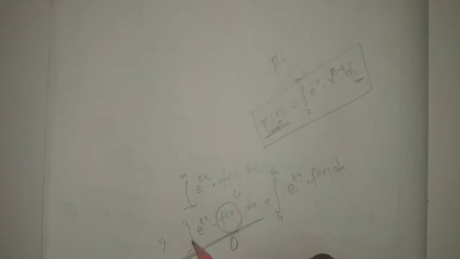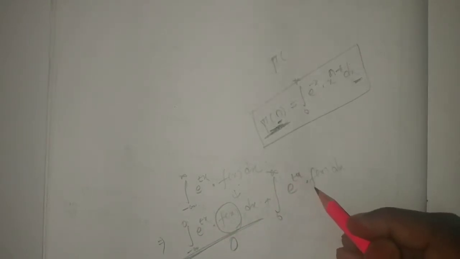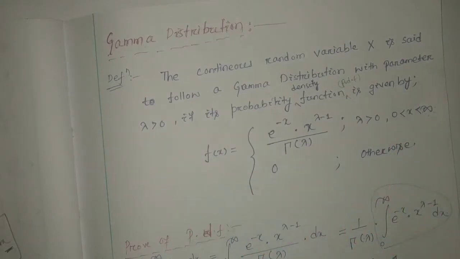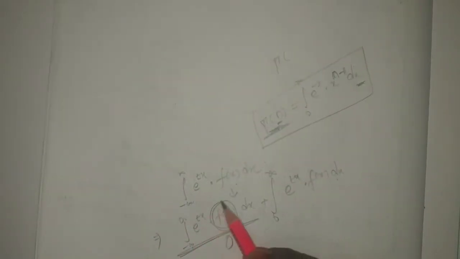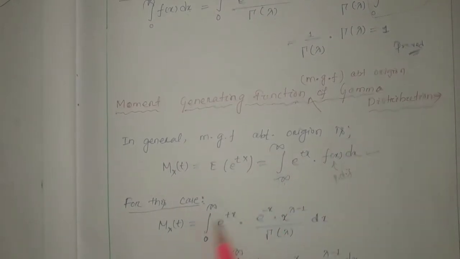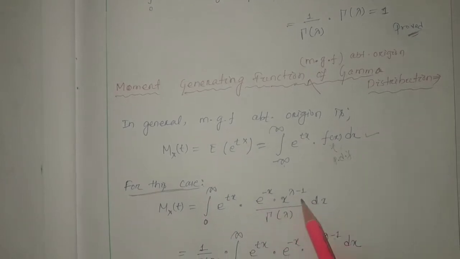In general, e to the power tx f(x) dx is the integral from minus infinity to 0 plus the integral from 0 to infinity. But in our gamma distribution, for all negative values of x, f(x) is 0. That means from minus infinity to 0 f(x) is 0, so that entire integral value is 0. I have not written this step here; if you want, you can write it in your notes. Here I have directly written M_x(t) equal to the integral from 0 to infinity of e to the power tx into e to the power minus x into x to the power lambda minus 1, divided by gamma lambda, into dx.